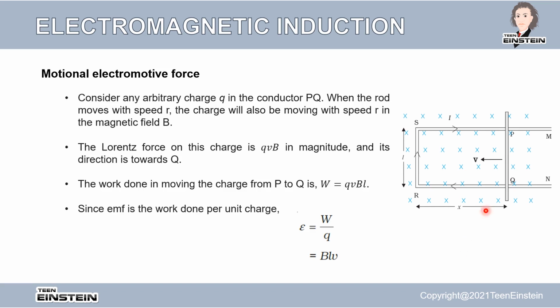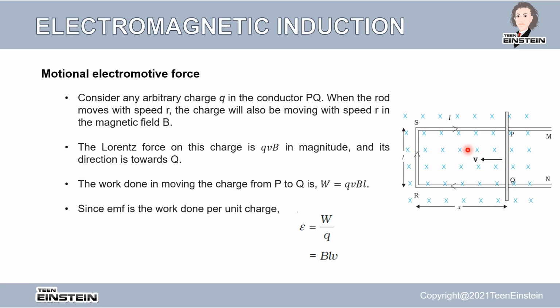Okay, so now let's consider an arbitrary charge Q in the conductor PQ. There is a current, so obviously there will be charges and the charges are moving. So when the rod moves with speed V, the charge will also be moving with speed V in the magnetic field. So when the rod is moving, then the charge is also moving. So the Lorentz force on this charge is QVB.